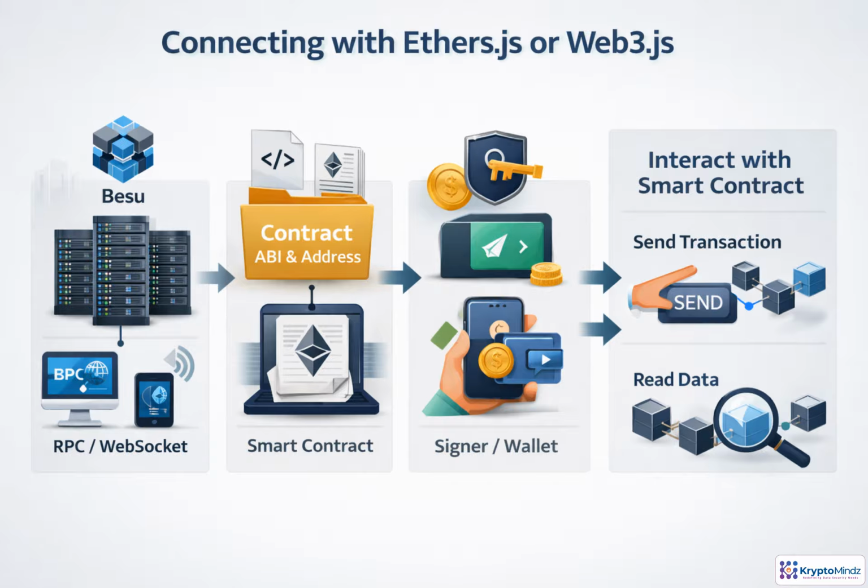From the application, Ethers.js or Web3.js acts as the bridge to Besu. Create a provider using the RPC or WebSocket endpoint. Then load the contract ABI and deployed address, so the library knows which functions exist and where to call them. For writes, attach a signer or wallet and submit a transaction such as create asset. For reads, call functions such as get asset directly. These queries do not spend gas because they only inspect current chain state.